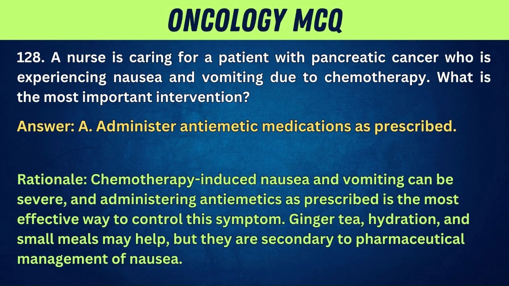Answer: A. Administer antiemetic medications as prescribed. Rationale: chemotherapy-induced nausea and vomiting can be severe, and administering antiemetics as prescribed is the most effective way to control this symptom. Ginger tea, hydration, and small meals may help, but they are secondary to pharmaceutical management of nausea.